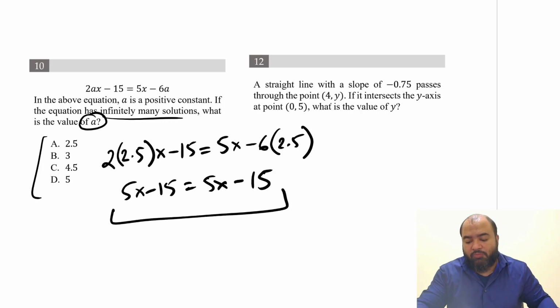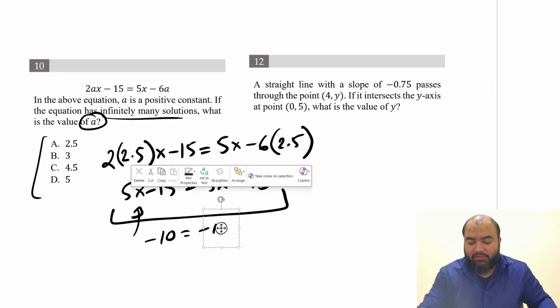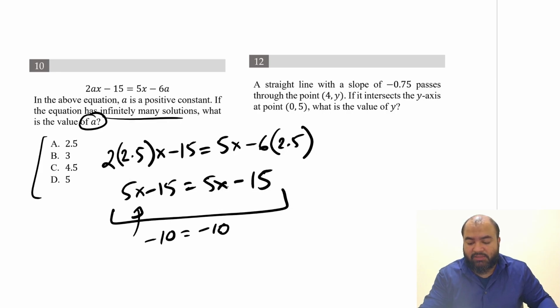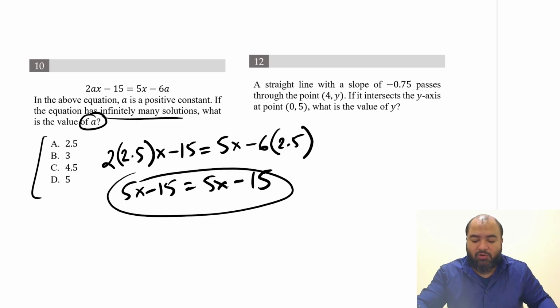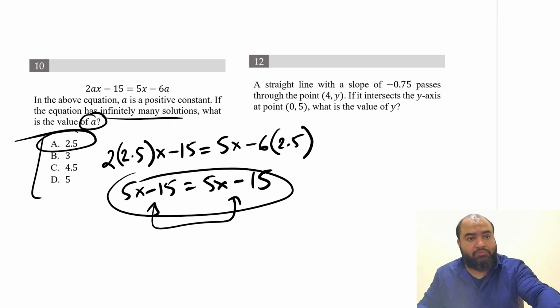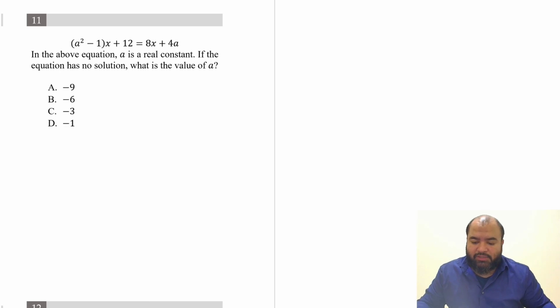Means no matter what you plug in for x, it will always work. So let's say x is 1, it will be 5 minus 15, so negative 10 equal to negative 10, right? If you plug in 2, it will be negative 5 equal to negative 5. No matter what you plug in, this equation always works. That means you have infinitely many solutions when a is 2.5. You can just plug in the values and see which one makes both sides exactly the same.